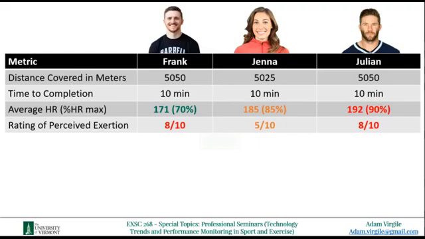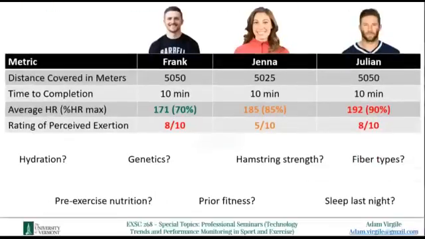And I want you to pause the video and take a second and think about what might be going on here, comparing one athlete's responses to their own. For example, why would Frank's heart rate be so low and his rating of perceived exertion be so high? And also compare athletes to one another. What might explain why Frank's RPE and Julian's RPE are high and Jenna's is not? So take a second. All right, so now when you're back, we can go through this a little bit.